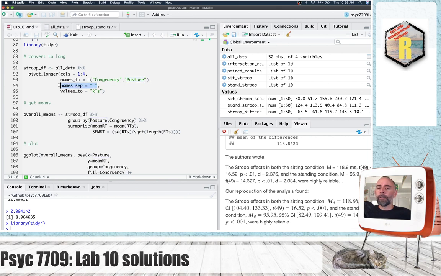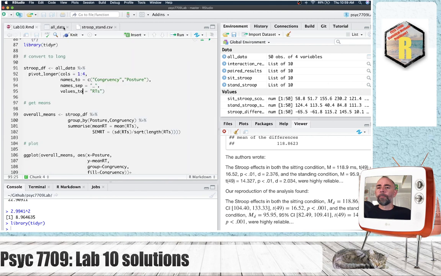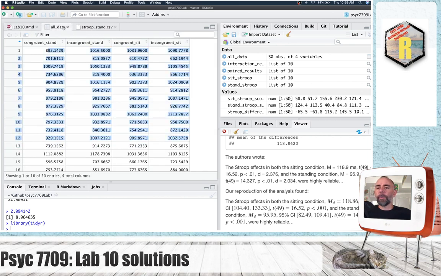I'm making use of a convenient aspect of the way the data was already coded. For example, I didn't do this, the authors did this. To represent the fact that this column was both a congruent condition and a standing condition, they consistently used an underscore operator to separate the two factor levels. And they also consistently used congruent or incongruent as the first word and stand or sit as the second word. So this function will recognize that the levels have been separated by an underscore, so we can list that here. It's going to then convert all of the values to a column named RT.